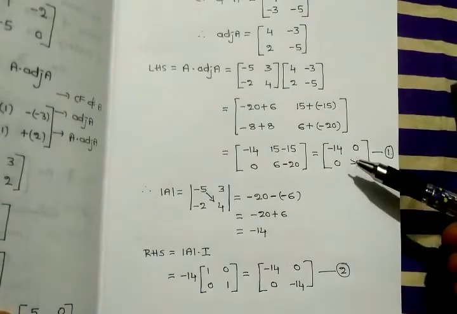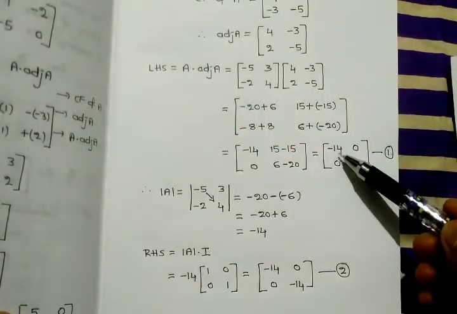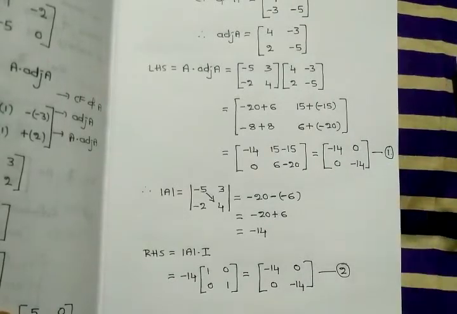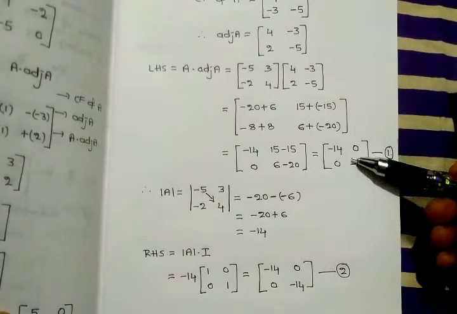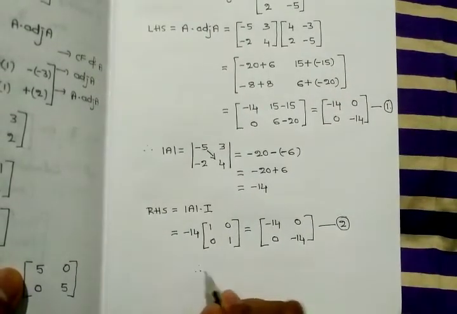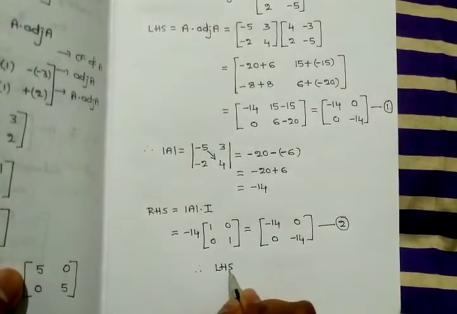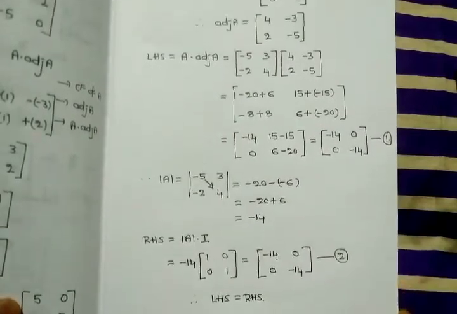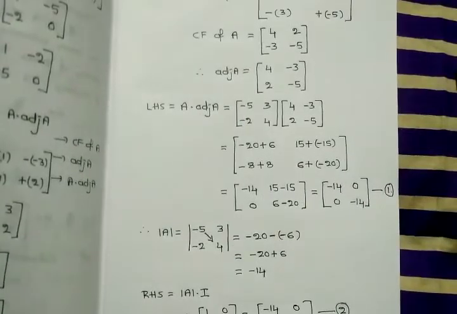Next compare these two. See, left hand side is minus 14 0 0 minus 14, and right hand side value is also minus 14 0 0 minus 14. So it means the left hand side value is equals to what here? Right hand side. Therefore finally note down, therefore LHS is equals to what here? RHS. This is how you need to solve.